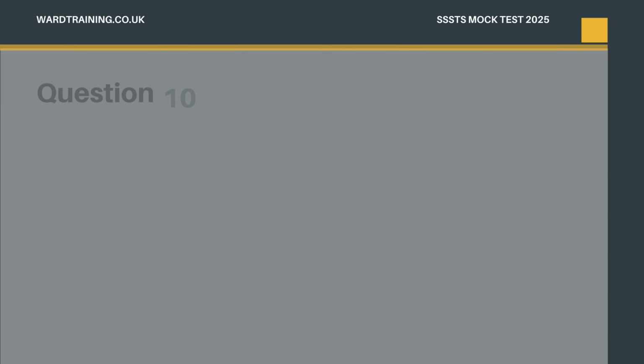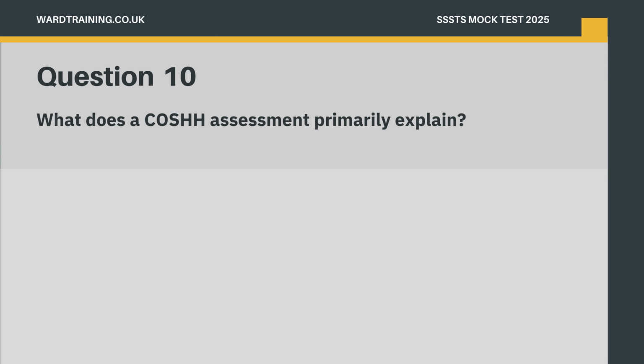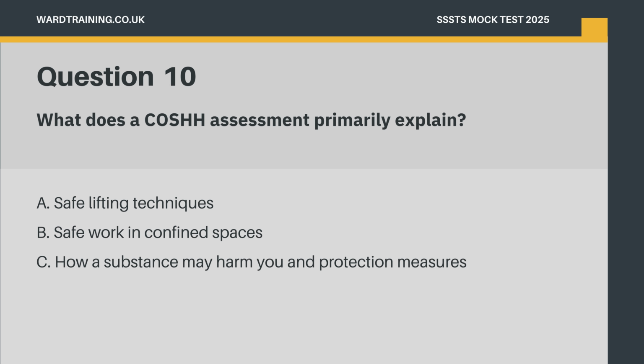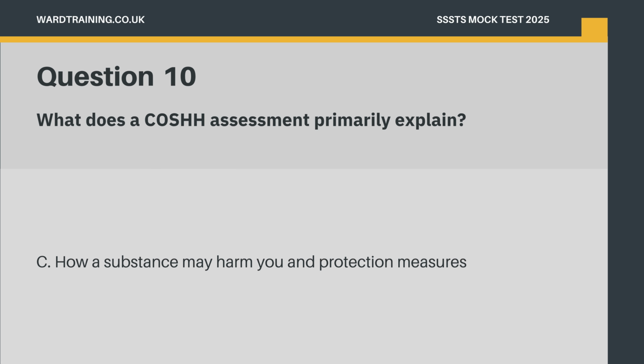Question 10. What does a COSHH assessment primarily explain? A. Safe lifting techniques. B. Safe work in confined spaces. C. How a substance may harm you and protection measures. D. Noise level assessment. Answer. C. How a substance may harm you and protection measures.